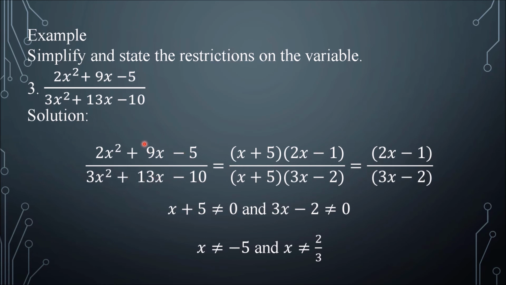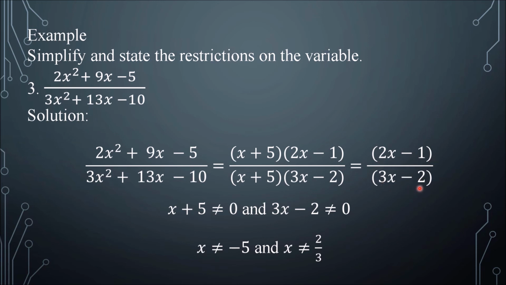As you can see, in the numerator you have x plus 5, so we can cancel that. X plus 5 also in the denominator. Now, the remaining factors are 2x minus 1 and 3x minus 2. So the simplified form is 2x minus 1 over 3x minus 2.